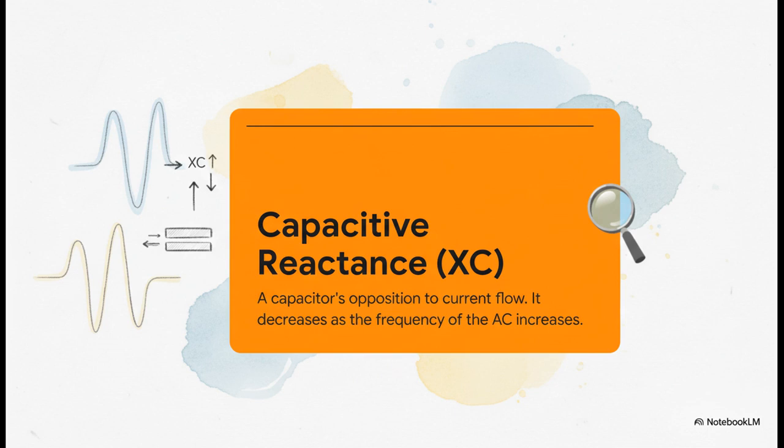The higher the AC frequency, the less time the capacitor has to fully charge up on each cycle, which actually makes it easier for current to flow back and forth. So its reactance decreases as the frequency goes up.